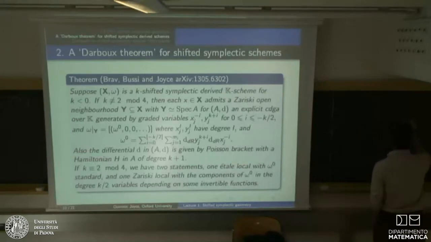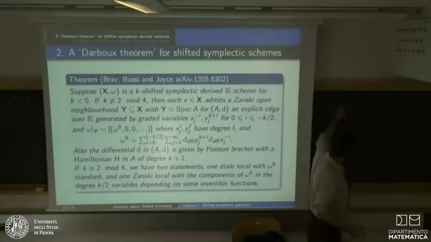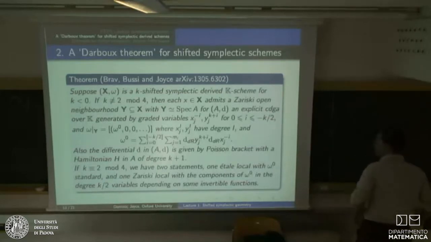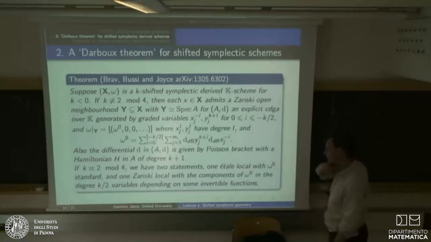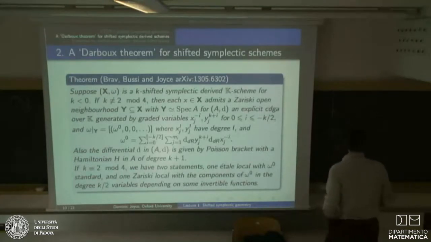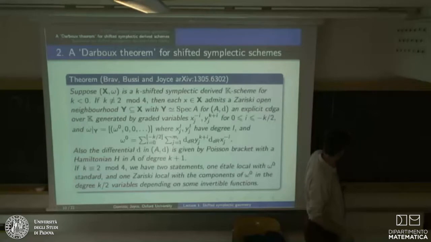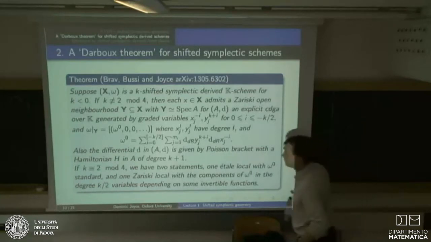And omega is the sum over i of dx_i^0 wedge dy_i^{-3}, plus the sum over i of dy_i^{-2} wedge dx_i^{-1}. So in fact, you only need to know the top half of this, because the y's are just dual and the relation is seen in the standard form. So in this case, H is of degree k plus 1, where k is minus 3. So H will be linear in the y minus 2's or quadratic in the x minus 1's, and then arbitrary functions of the x zeros.